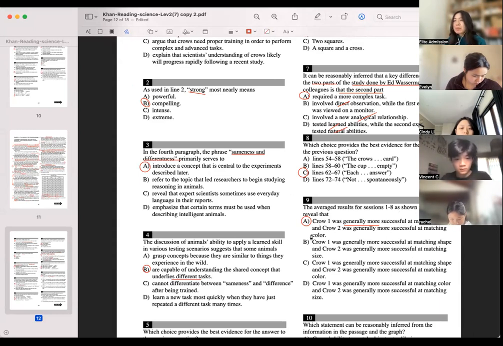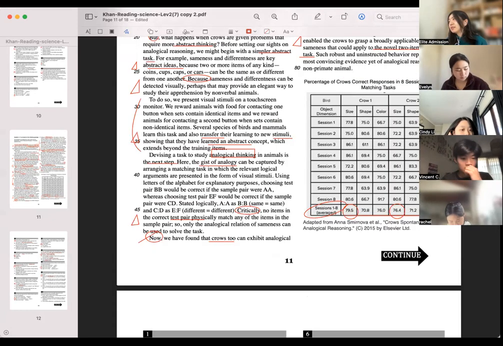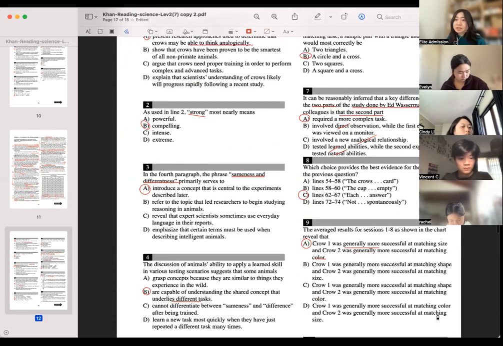You check the answers one by one and check the graph, or the table, right? Check the data to see whether it's accurate or not. Check whether the statement is factually correct. So generally more successful matches the size, and then I'll match the color. The A answer is correct.